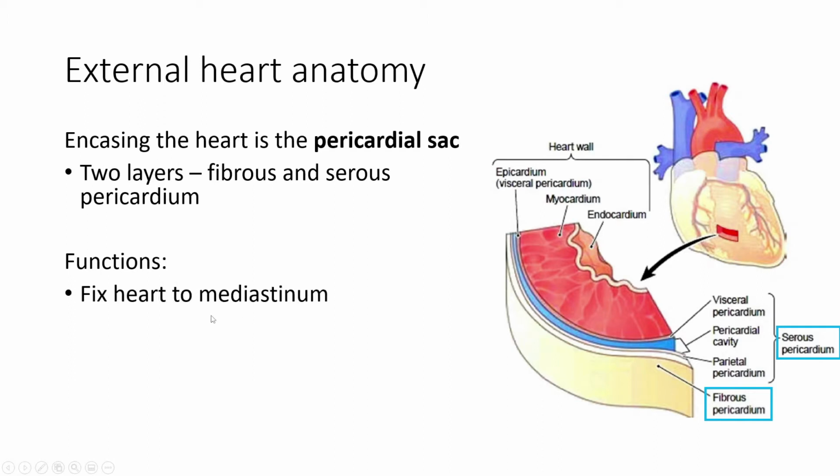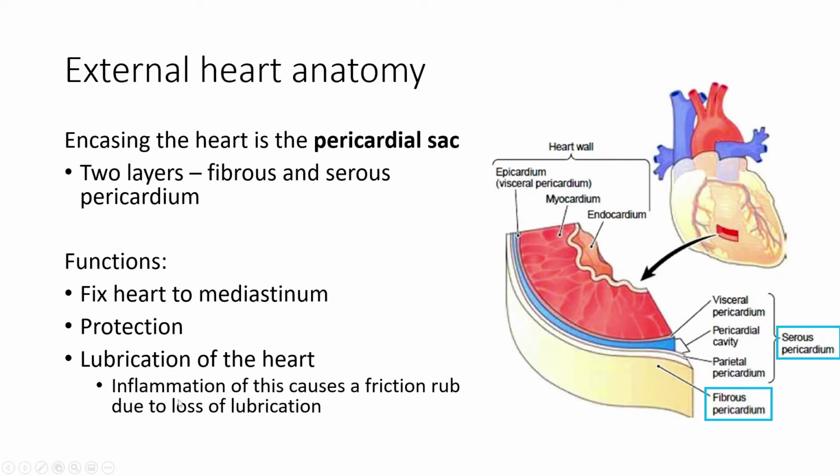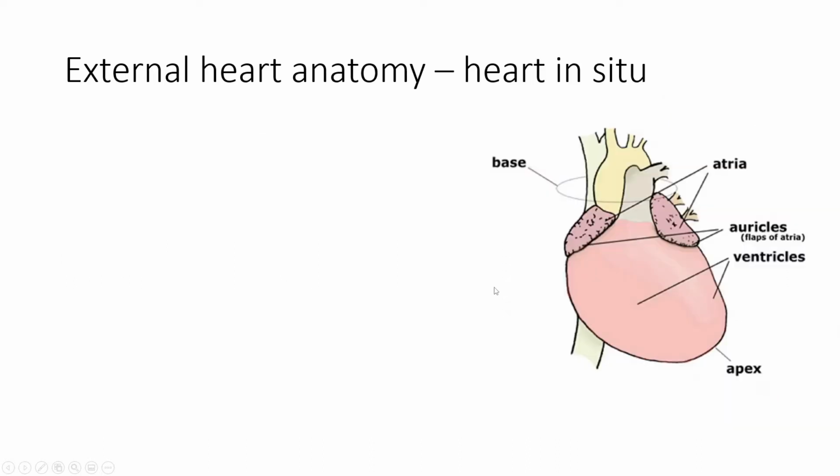And the functions of the pericardium are to fix the heart to the mediastinum, for protection of the heart, and lubrication of the heart. If you have something called pericarditis, or inflammation of the pericardium, it causes a friction rub on physical exam, and that's due to the loss of lubrication of this layer.